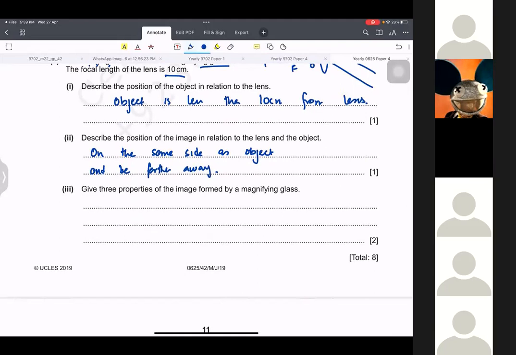You should, by now, remember this. Number one, it is virtual, it is upright, it is magnified. All right.